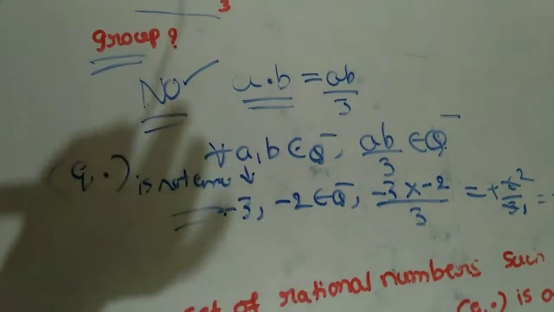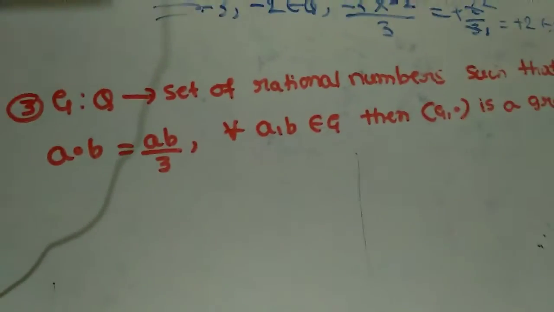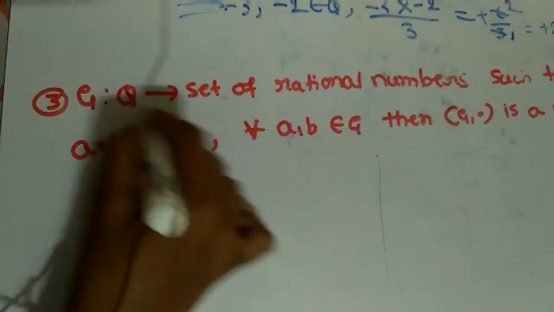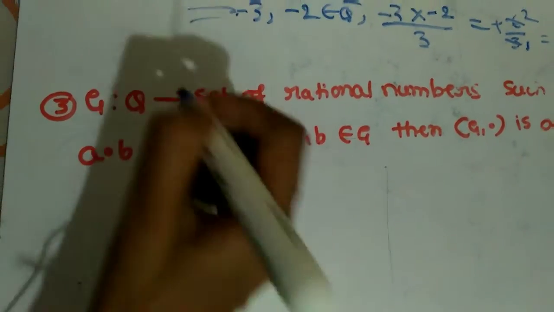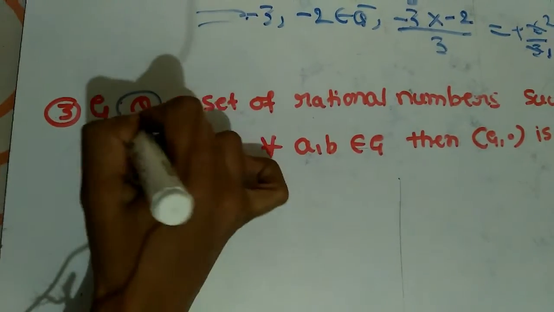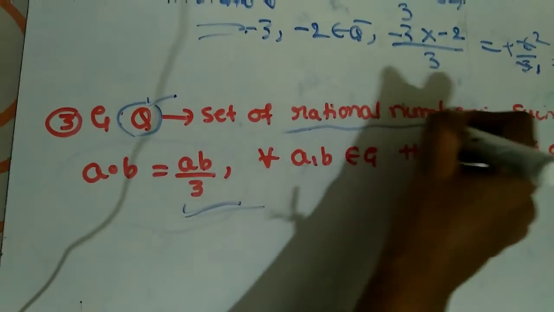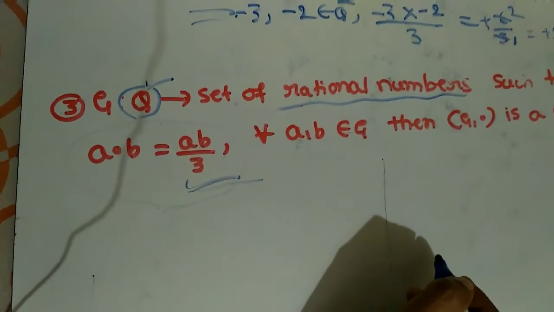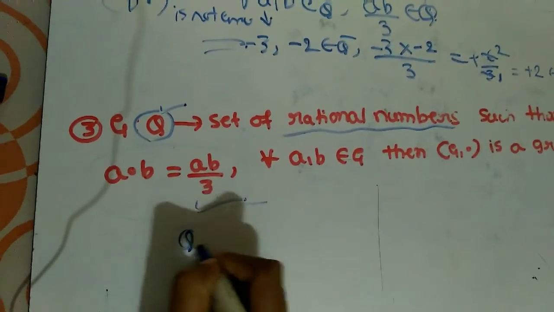Okay, got it? If you have any doubt, just let me know, I'll solve your queries. So this is my third example. Just look here. The condition is the same, but here the function is from the set of rational numbers to the set of rational numbers.